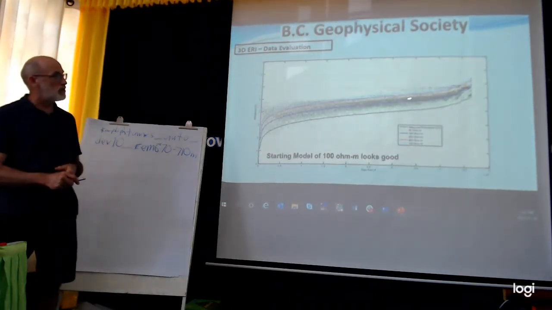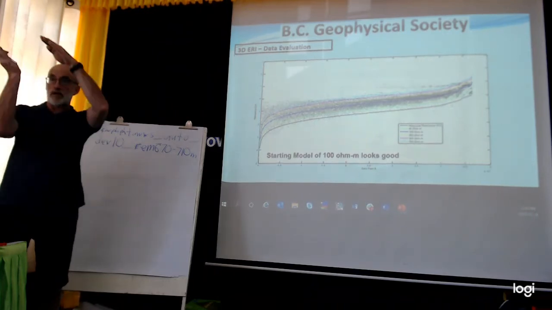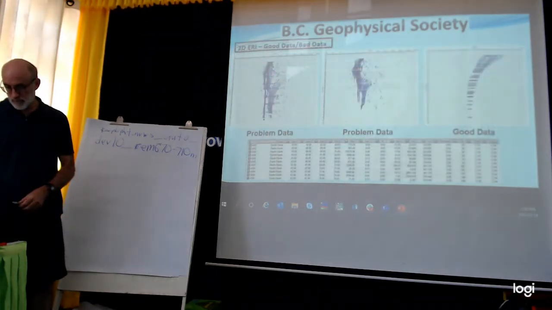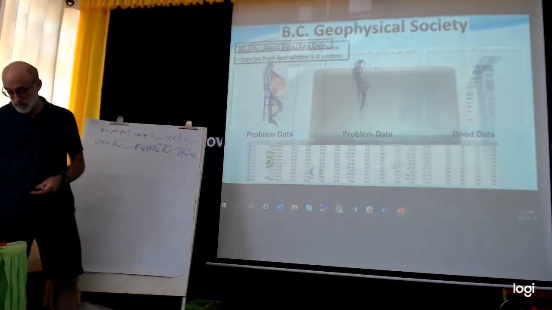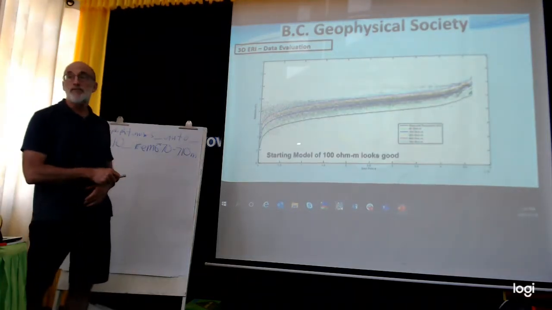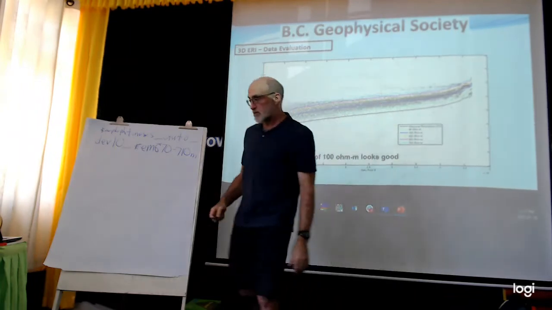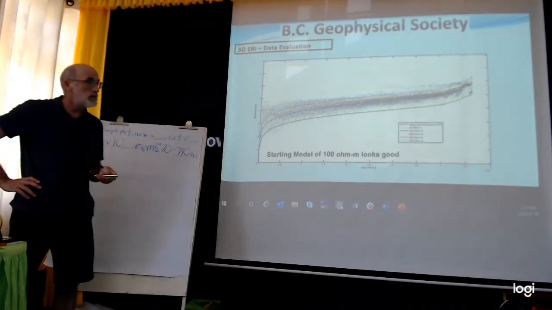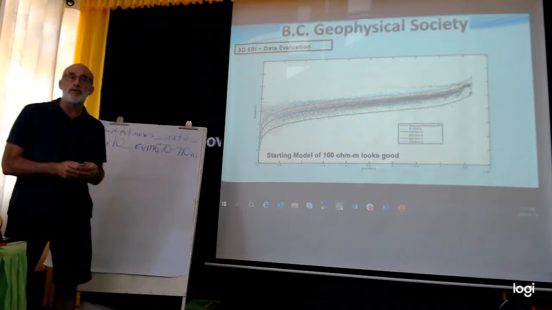And this is to show the quality of the data set. It's all really densely contained. So this is 2D, a good data set in 2D. And this is a good data set in 3D. It's all really well contained. In this survey, we collected 120,000 data points, and we throw out about a quarter to a third of that.